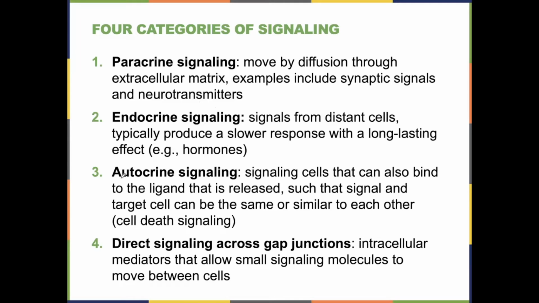Next, we have autocrine signaling. So the auto part of autocrine signaling means self. This is when a cell signals to itself as well as to other cells around it that are the same in type.